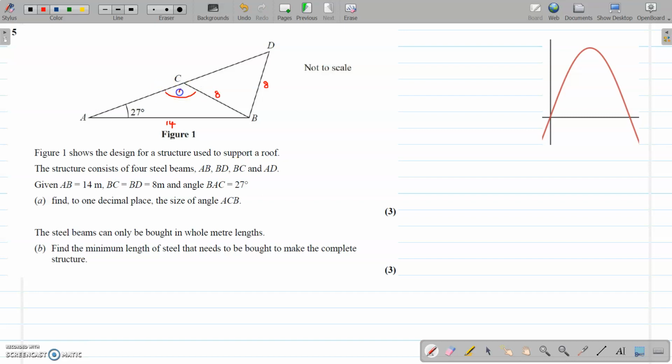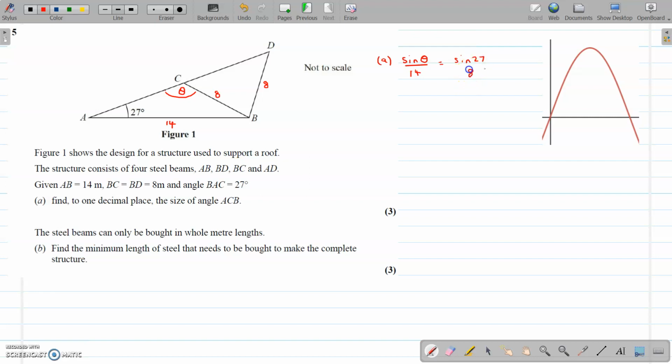Okay. Now, we just need to be careful here, and you'll see why in a moment. So according to the sine rule, I know that sine theta over 14, I'll put here question A. Okay, so sine theta over 14 should equal sine of 27 over 8.